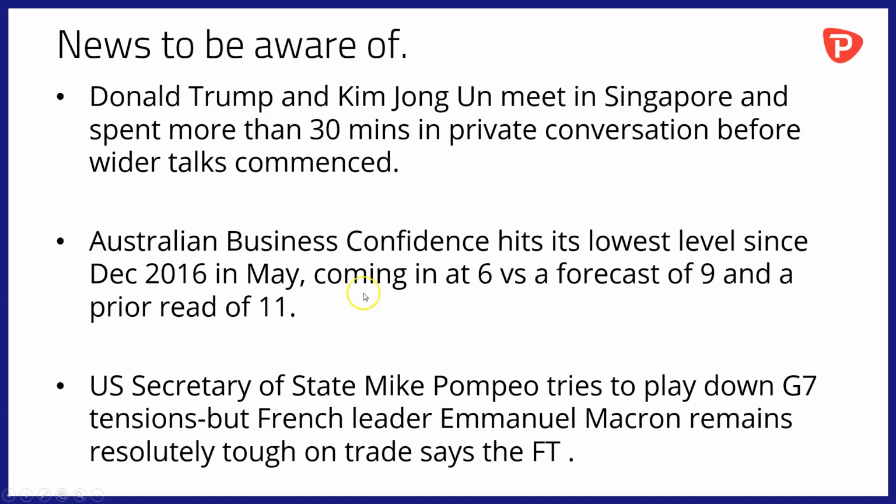Meanwhile, Australian business confidence has hit its lowest level since December 2016. The figures for May coming in at a reading of 6 versus a forecast of 9 and a prior read in April of 11. So further disappointing news for the Reserve Bank of Australia perhaps there. Moving back to the US and to trade and politics, US Secretary of State Mike Pompeo has tried to play down the G7 tensions at the weekend. But French leader Emmanuel Macron has remained resolutely tough on trade, says the FT, and he is sticking to his guns over the EU stance on tariffs.